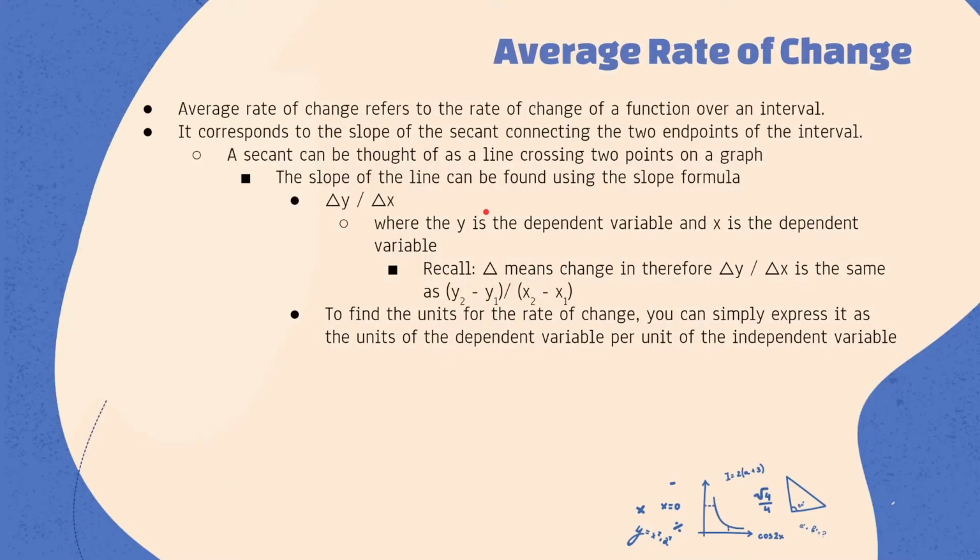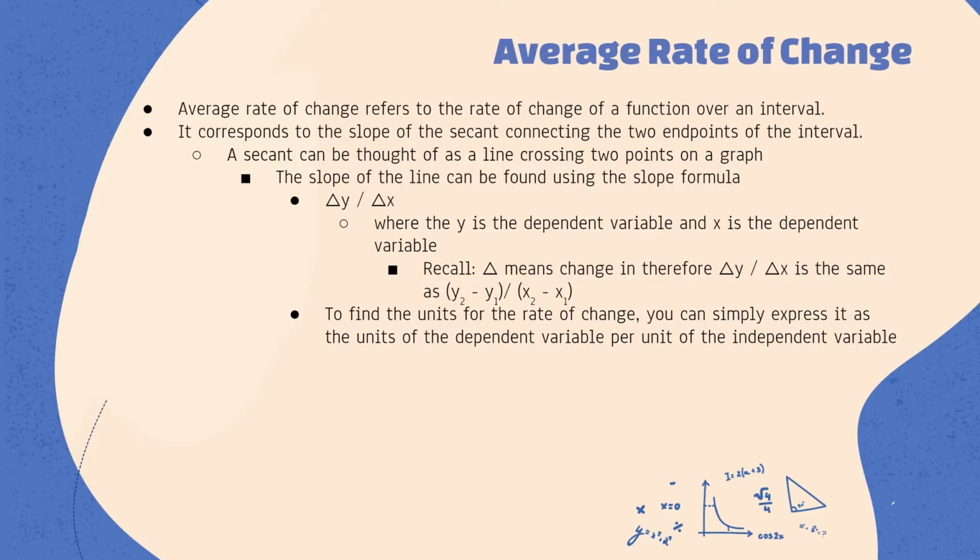As a brief summary, the average rate of change refers to the rate of change, of course, of a function over an interval. So how does this function change during a specific time or over a specific domain? Well, the way we figure this out is by finding the corresponding slope of a secant connecting the two endpoints of the interval. That might sound complicated, but a secant is simply a line that crosses the graph at 2 points, and those points are actually the beginning and end of the interval we have to find.